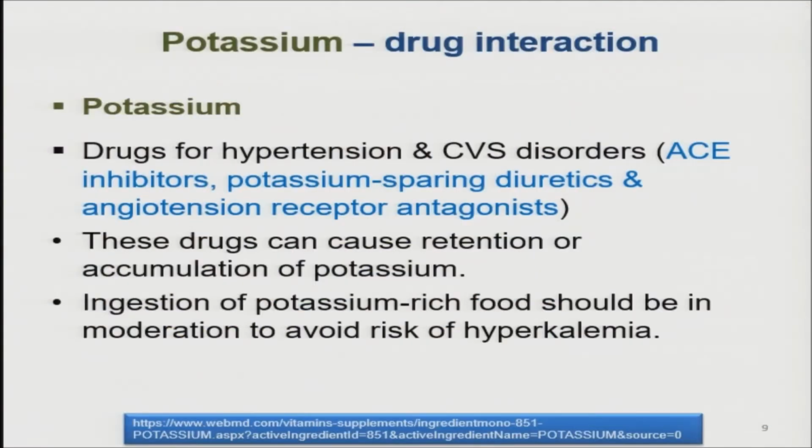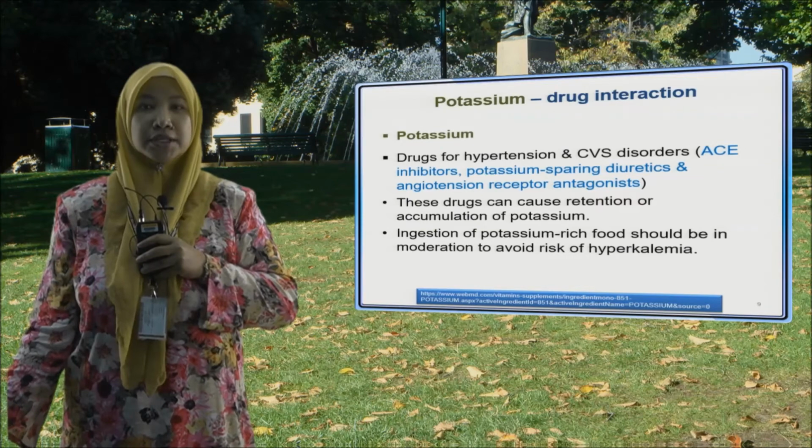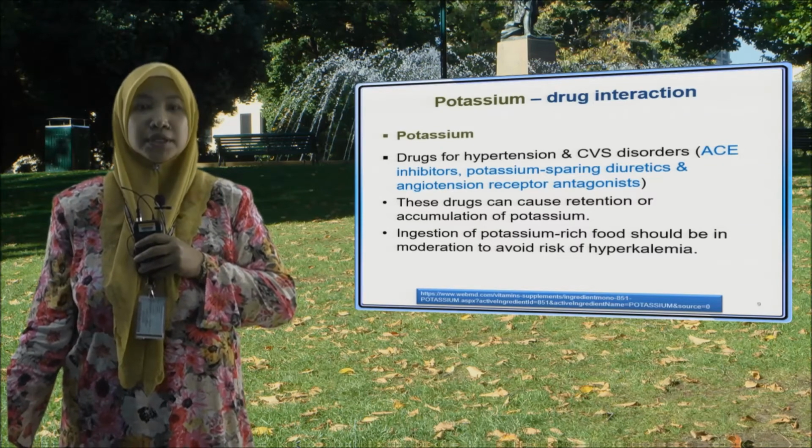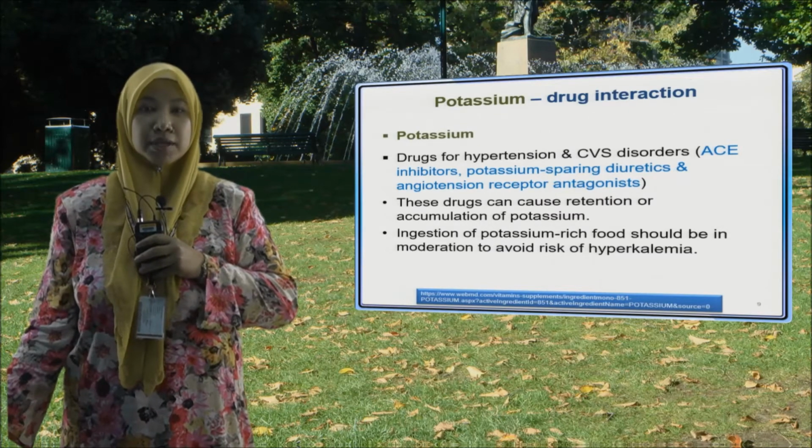Okay, potassium drug interaction. Drug for hypertension and CVS, cardiovascular system disorder, for example, ACE inhibitor, potassium sparing diuretic, and angiotensin receptor antagonist. This drug can cause retention or accumulation of potassium. So, ingestion of potassium-rich food should be in moderation to avoid risk of hyperkalemia.